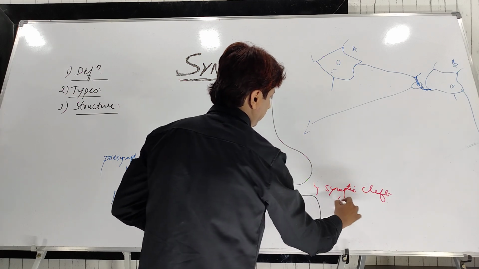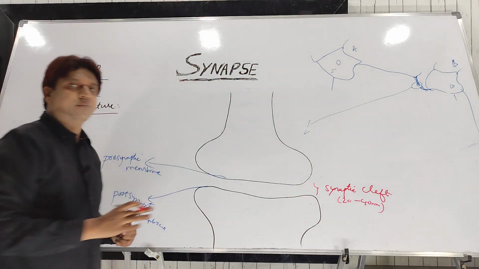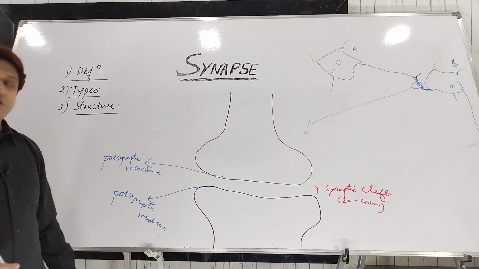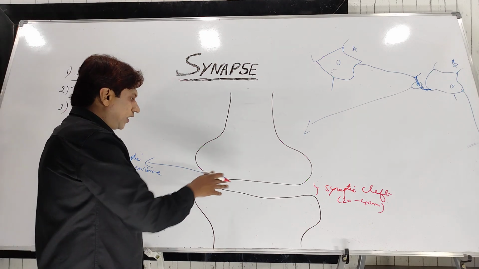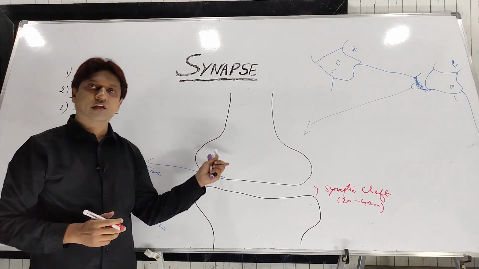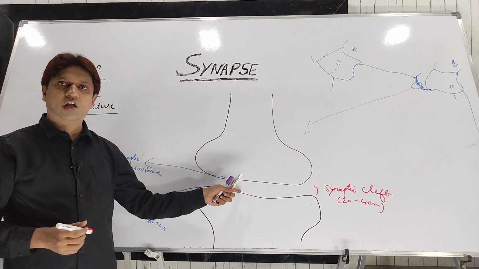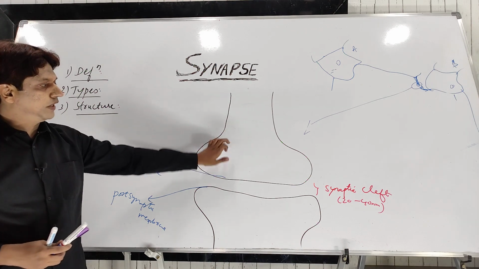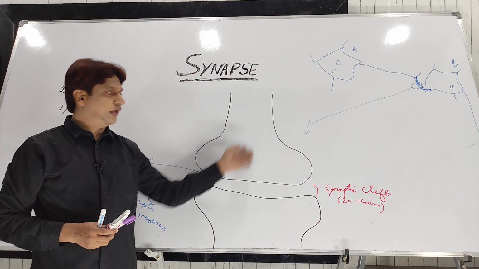It is around 20 to 40 nanometers in dimension. The space between the presynaptic membrane and the postsynaptic membrane is 20 to 40 nanometers. If we look at the ultrastructure, what are the other things? This synaptic cleft mainly consists of the ECF, the extracellular fluid, and some glycoproteins. Inside the presynaptic membrane is the ICF, the intracellular fluid, mainly the axoplasm.